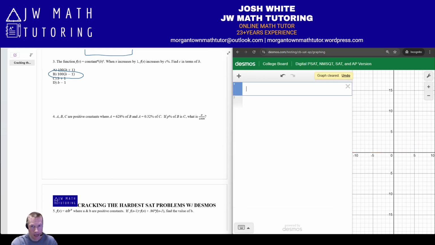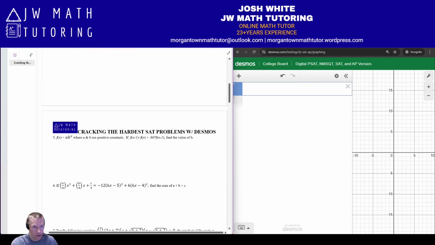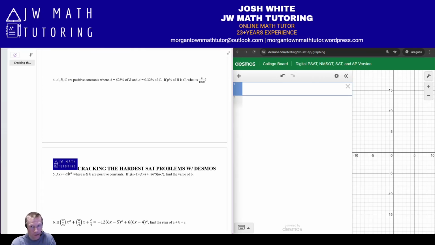All right, let's look at another percentage question now. This is number 4. So we have three numbers, A, B, and C, constants, and there are various relationships between them, and P% of B is C, and we want to know what's the value of P over 1,000, and so on and so forth.